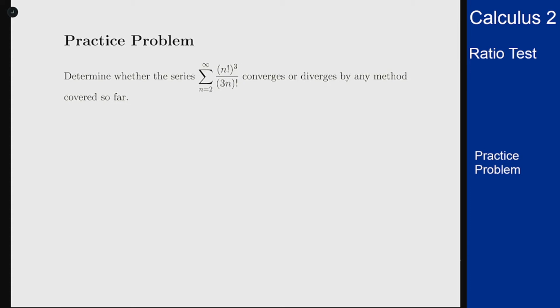In this example, we want to determine if a series converges using the ratio test, one of our methods for determining convergence. So in this case, we're looking at the series from n is 2 to infinity of n factorial cubed divided by 3n factorial. Since we see factorials in the expression, we want to try to use the ratio test to figure this out.